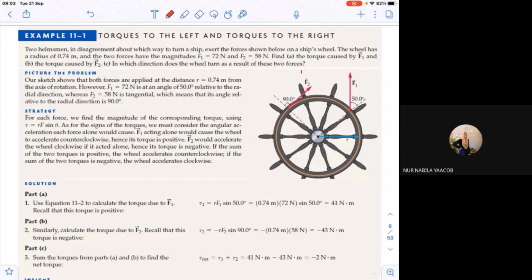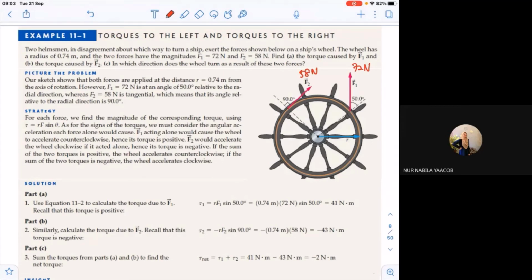Okay, this one is 58 Newton and this one is 72 Newton. Find A, the torque caused by F1, and B, the torque caused by F2. Okay, F1 and F2. So for torque number 1, we calculate torque number 1 first.